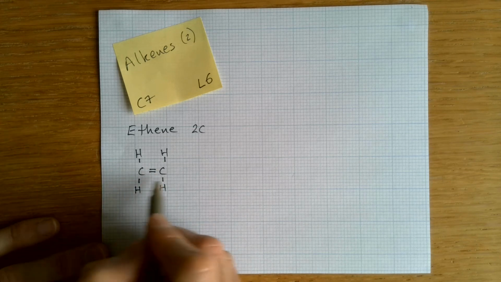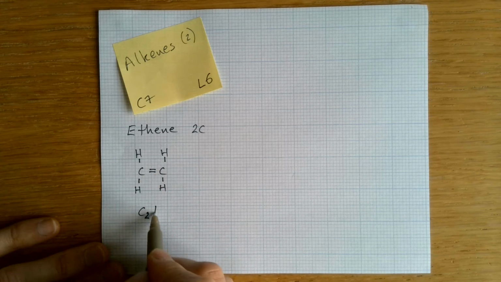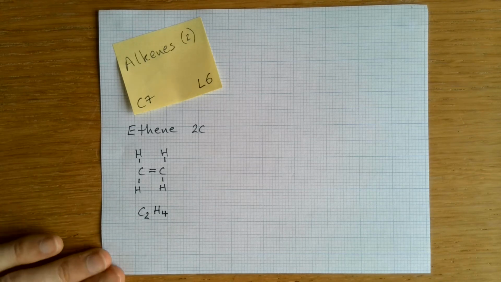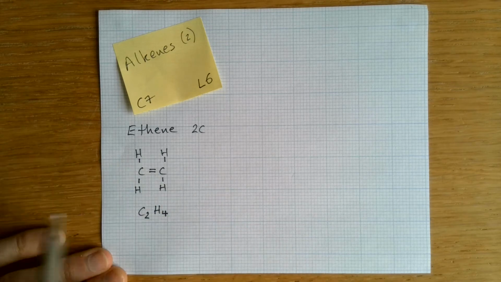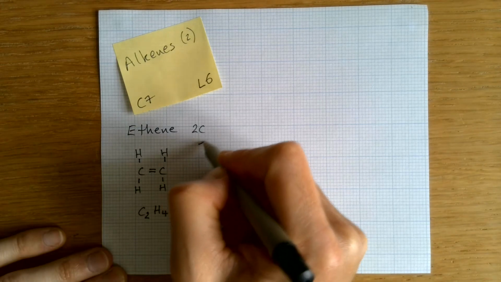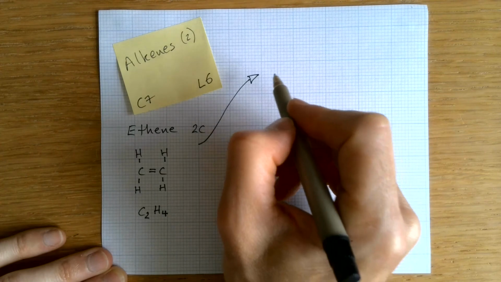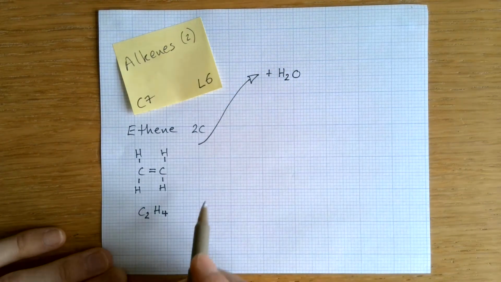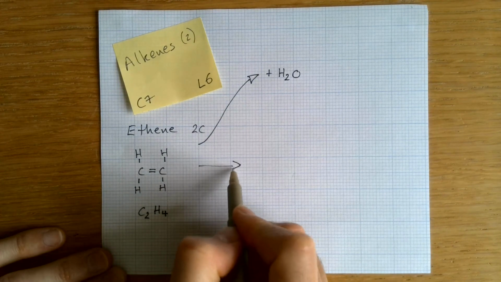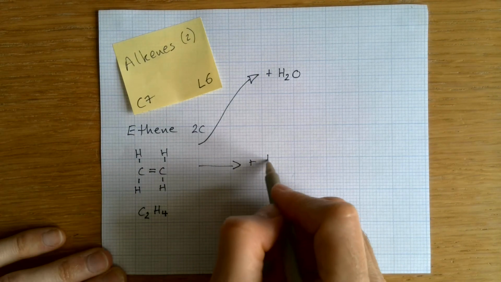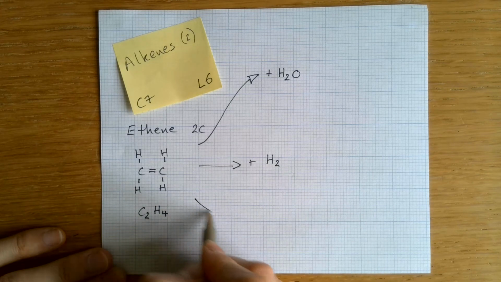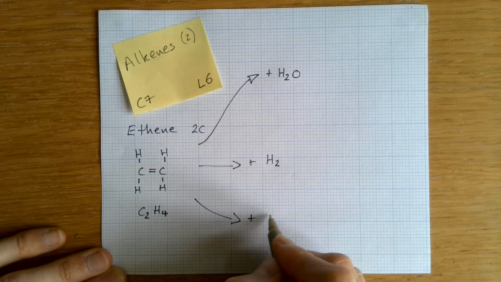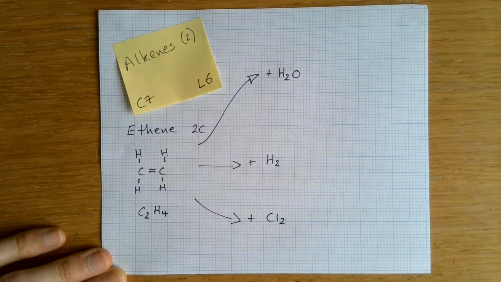To write down the formula, we've got 2 carbons again, so C2H4. Simply count them all up. What we're going to do now is have a look at 3 different reactions with ethene. The first one we're going to look at is a reaction with some water. We're then going to look at the reactions with hydrogen, and then finally we're going to have a look at the reactions with chlorine. More on that in just a moment.